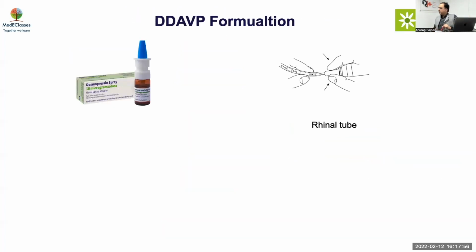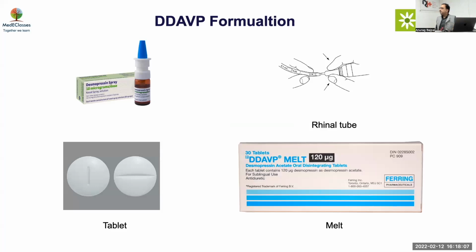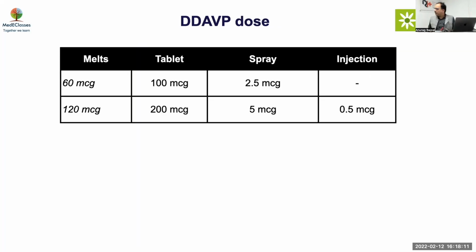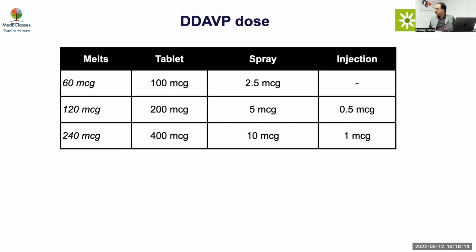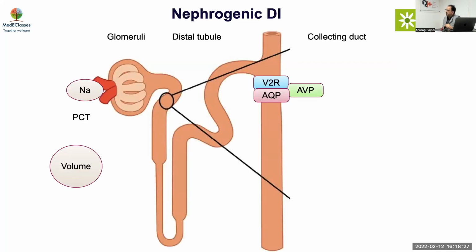So DDAVP is available as a spray. A spray has 10 micrograms, which is quite a big dose, so some people use a tube and give smaller amounts. Tablet and melt preparations are also available. Start from around 100 microgram tablets, go up to 200, with the usual maximum dose up to 400. In infants, do not give too much because fluid overload will cause more problems. Better to use fluid and thiazide as an option and monitor weight and sodium.